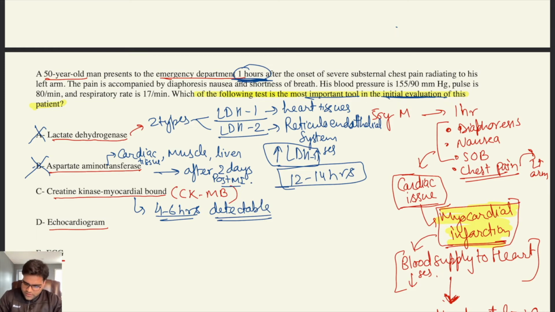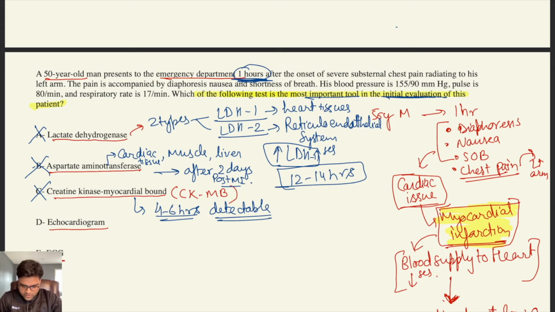So in the initial phase, like this person came within 1 hour. In that initial phase, we won't be seeing this enzyme going up. So this is not a good option for us. And now we have echocardiogram.